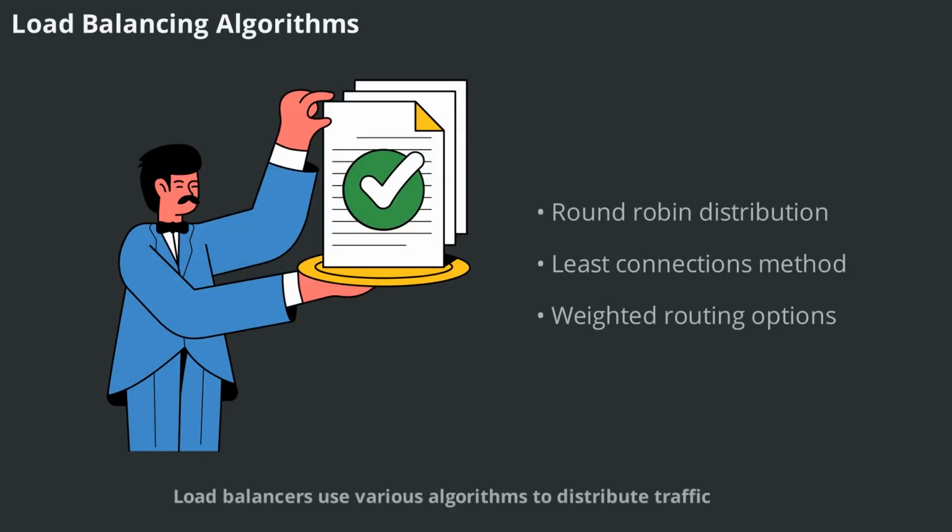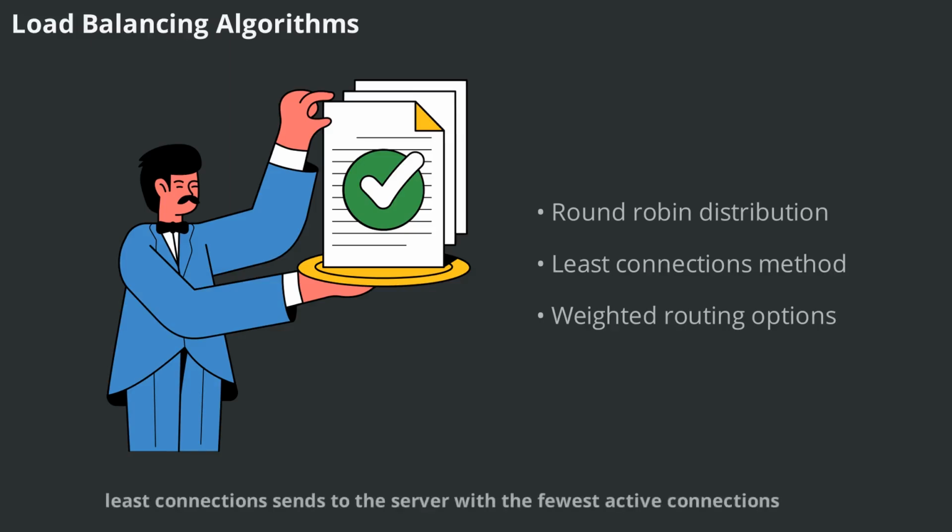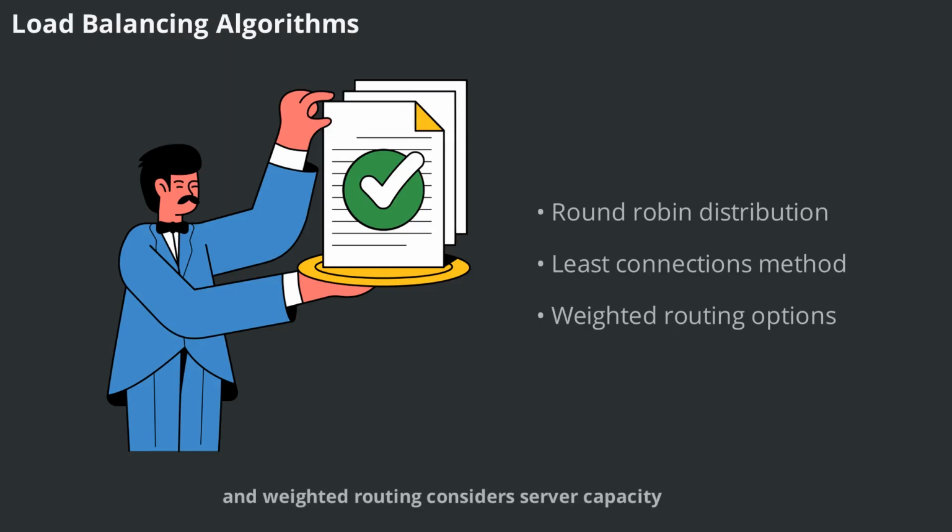Load balancers use various algorithms to distribute traffic. Round robin sends requests in order, least connections sends to the server with the fewest active connections, and weighted routing considers server capacity. Each algorithm has its strengths and is chosen based on the system's needs. The goal is always to maximize efficiency and prevent any single server from becoming a bottleneck.